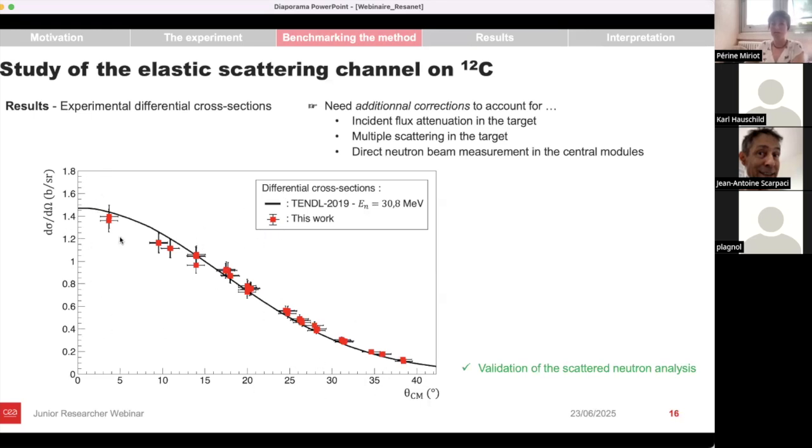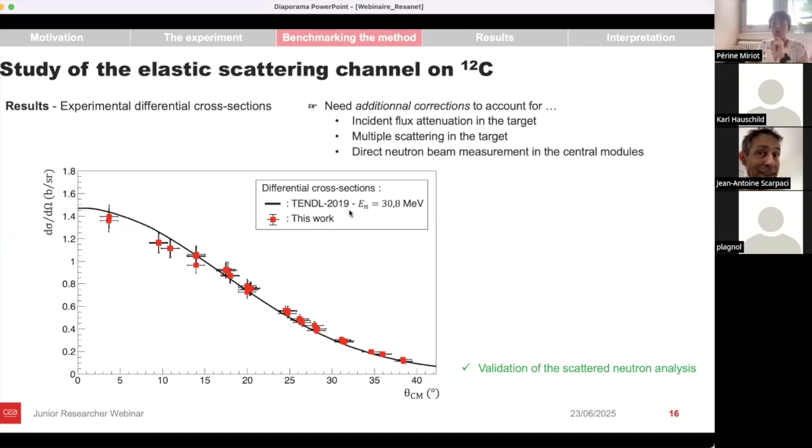Before having those results, there were some additional corrections that needed to be accounted for, which I will just flash here. First, regarding the attenuation of the incident flux on the target, because we used for this experiment a thick target of 3 centimeter thickness. And so this had to be corrected, as well as multiple scattering in the target.